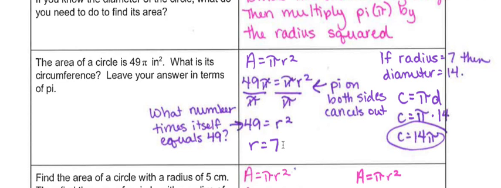Now, if the radius equals 7, then the diameter must be twice that, 14. So now circumference is equal to pi times diameter. Diameter is 14, pi times 14, that's 14 pi. And since it gave it to me in terms of pi, it told me to leave my answer in terms of pi. So I just leave it 14 times pi. If I wanted to find the exact amount, I could multiply that by 3.14, but I don't need to.